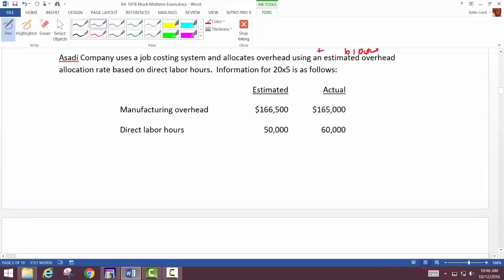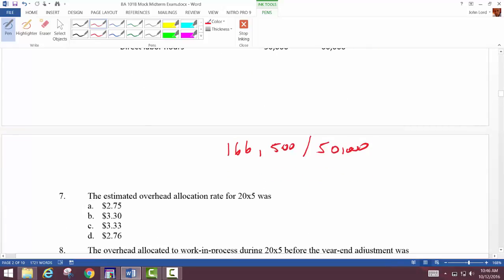What numbers do I need to pick up here to get my predetermined manufacturing overhead rate? 166,500 is the numerator, right? Manufacturing overhead divided by what? The direct labor hours estimated of 50,000, right? Okay, good. And that gives me the answer here, which is for number 8, $3.30, 3 cents.